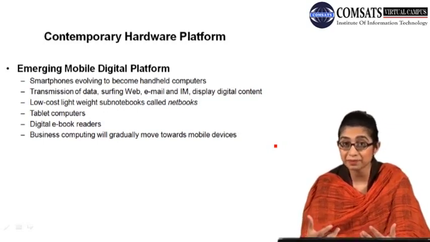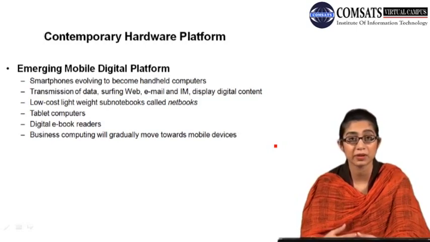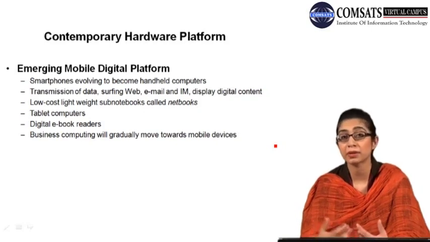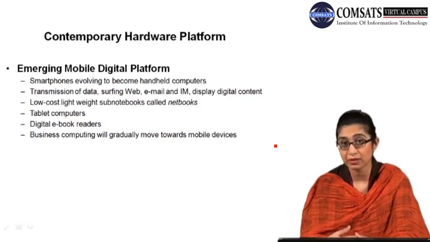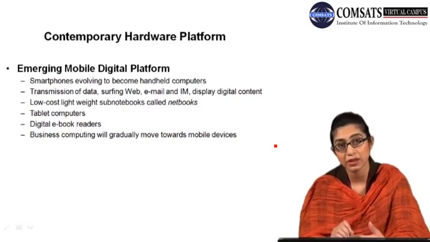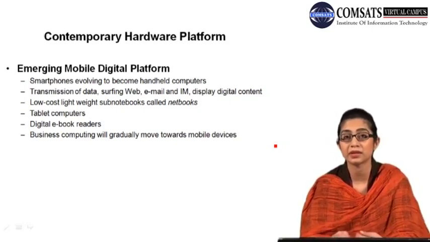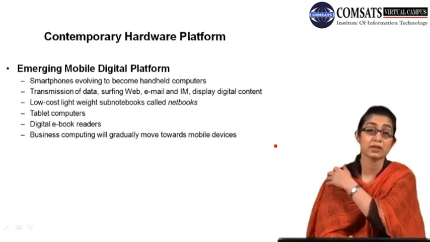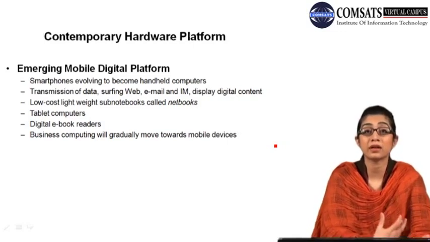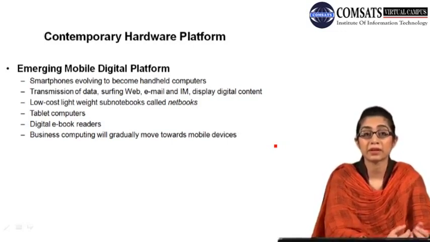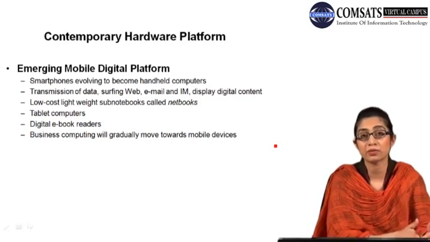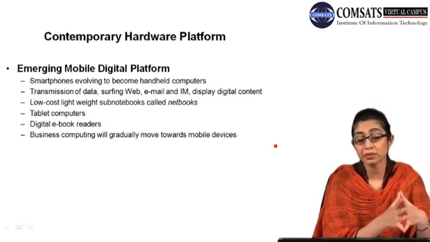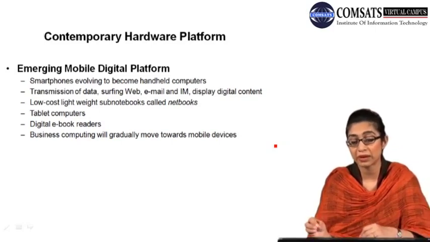Then you have the tablet computers like आपका iPad or Android tablets as well. Then there are the digital ebook readers. Digital ebook readers में आपके पास example है Kindle की, that is by Amazon. So that is used for reading online books as well as accessing the internet as well. Right जी. So these are the basic three types of devices in the mobile digital platform that the businesses are now using to access the internet or do different kinds of work. So the businesses computing will gradually move towards the mobile devices.